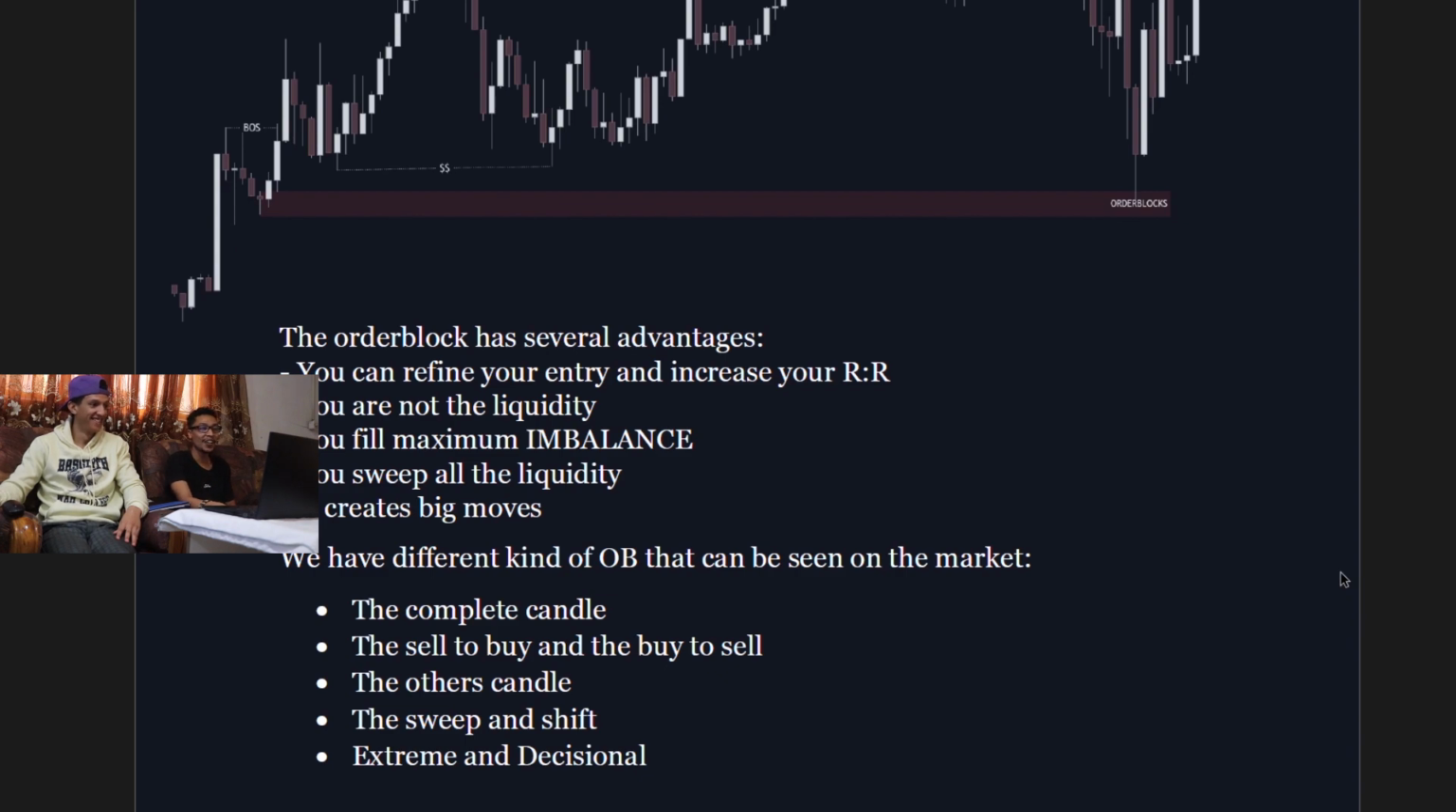You do not want to be the liquidity. Listen here. You form maximum imbalances, you sweep all the liquidity, and it creates big moves. We have different kinds of order blocks that can be seen on the market.